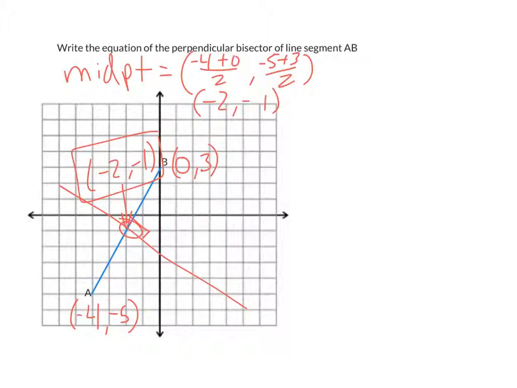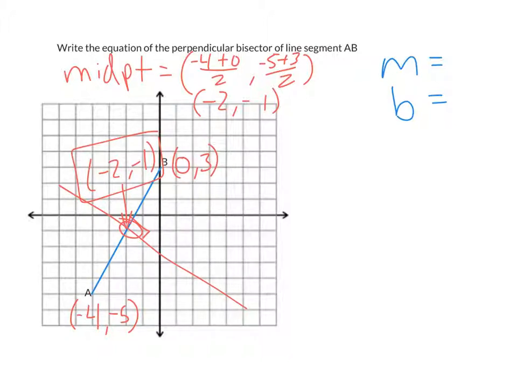Now, I need something else, right? I need either another point on that line, which I don't know exactly where it's going, or I can find my slope. I'm going to jot this down as a reminder. I like to do that at the beginning of each one. I don't know either of those, but I have a question. Could I find my slope of AB and then figure out what's perpendicular to that? Yes, I could.